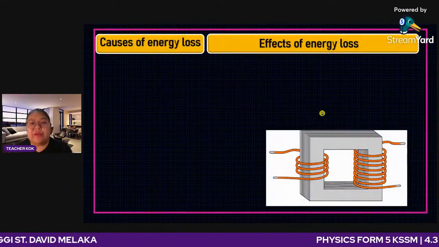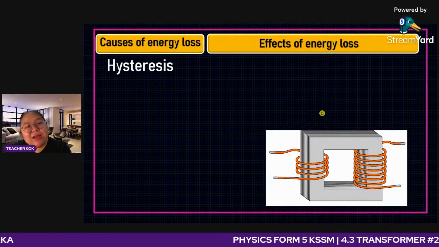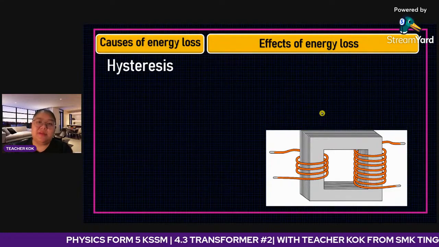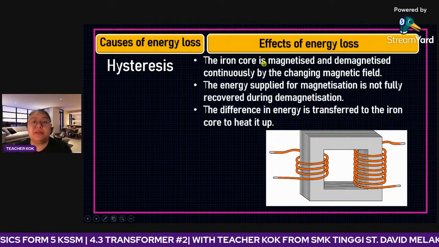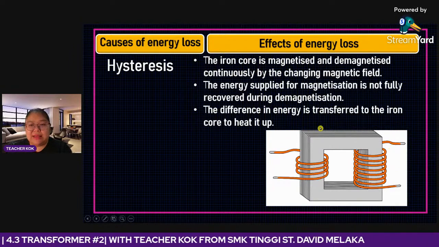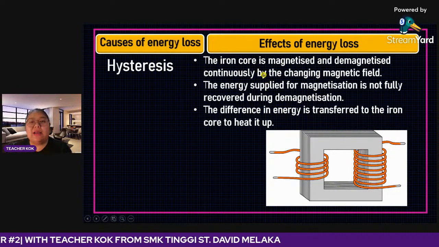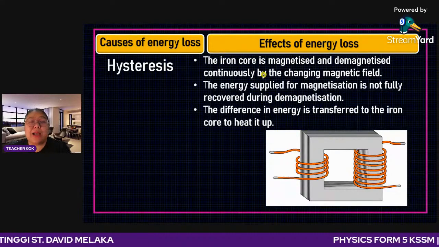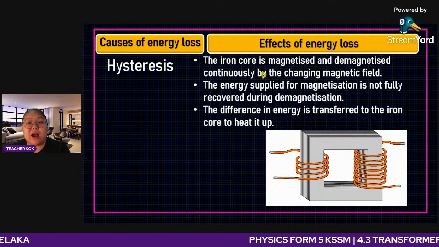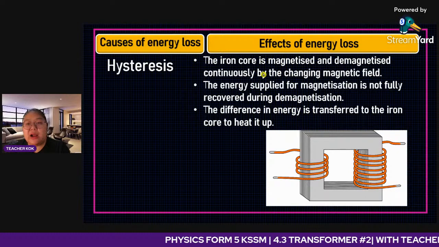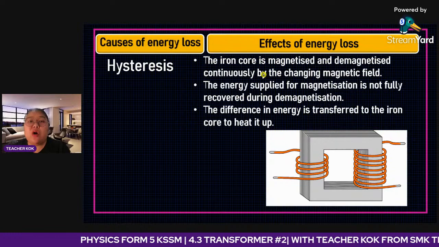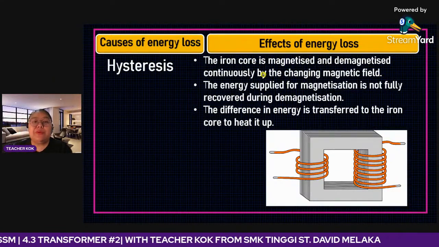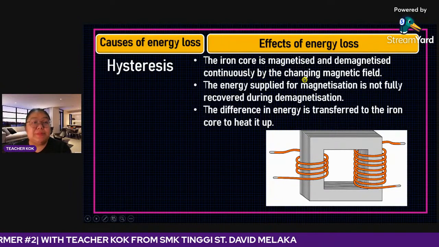Number 3, the causes of energy loss: hysteresis. What does hysteresis mean? Hysteresis means the iron core, the center one we call iron core, is magnetized and demagnetized. Remember, I told you they become temporary magnet. So when the current goes, they become a magnet. When the current is released, they are no more a magnet. So the iron core will magnetize and also demagnetize.